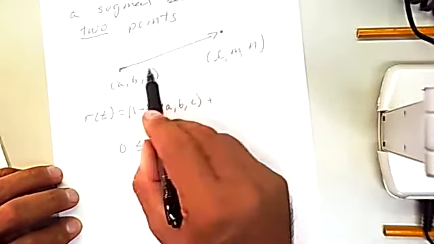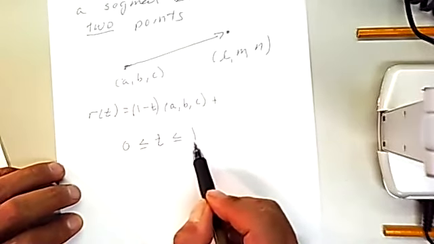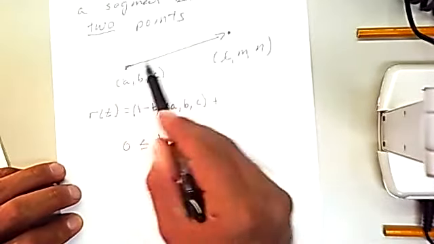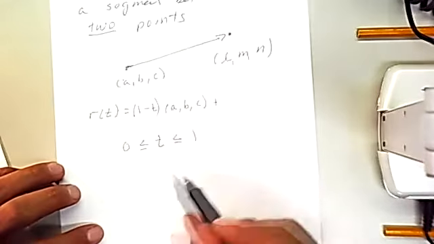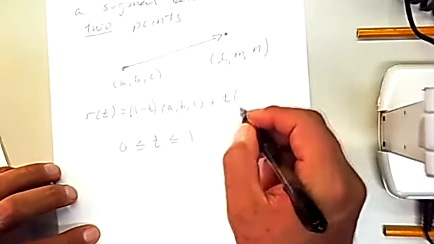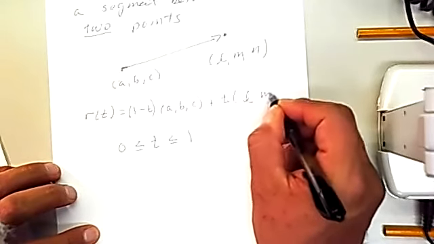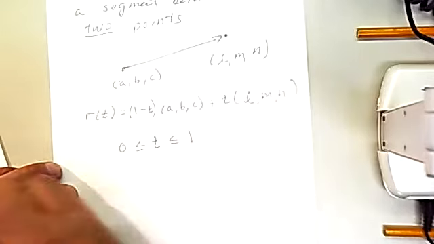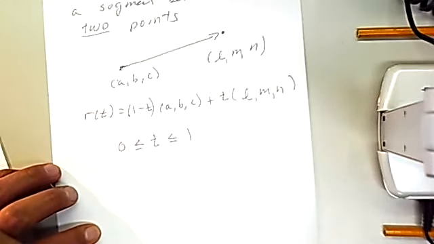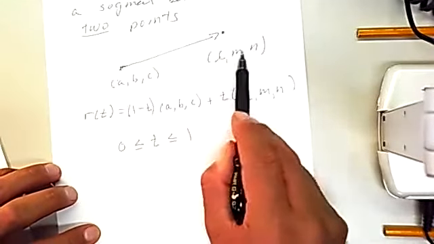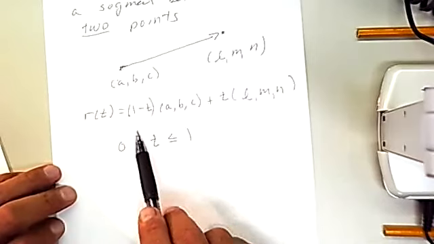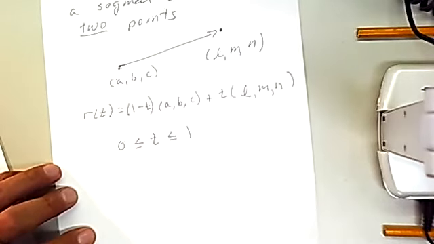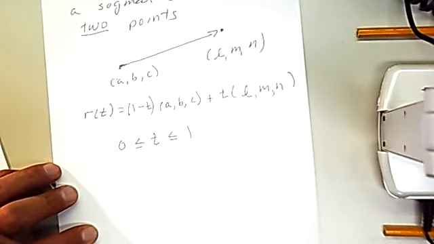But then when t reaches 1, we want to be off of this point completely and completely on this point. So we're going to add t times L M N. There we go. So this equation will take us from ABC to LMN as t goes from 0 to 1. We want to be able to do that. And this is one of the simplest ways to go about it.